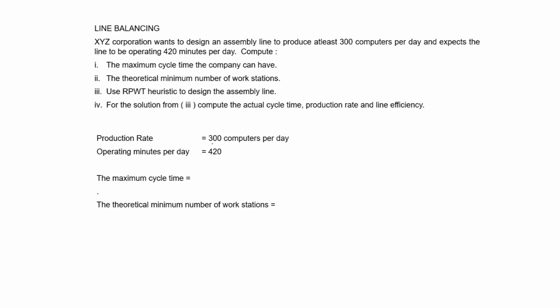Here the production rate requirement is 300 computers per day, and 420 operating minutes per day are available. So the maximum cycle time is 420 minutes divided by 300 computers. So the maximum time available to manufacture one computer is 14 minutes. And how many minimum workstations are required?